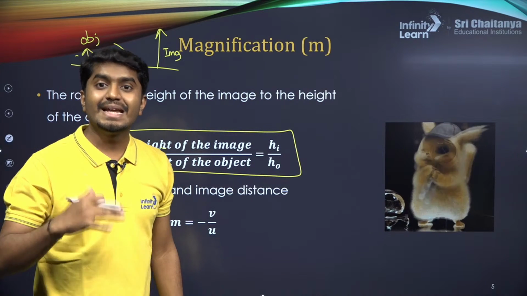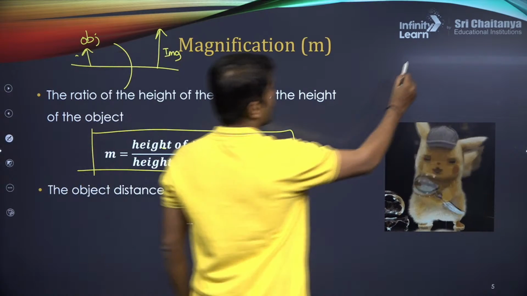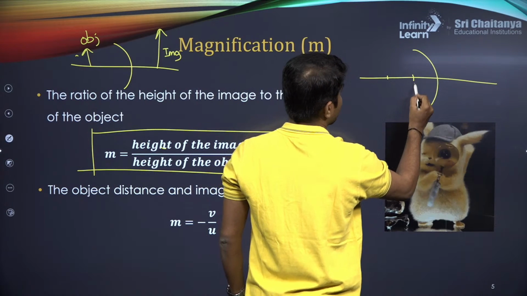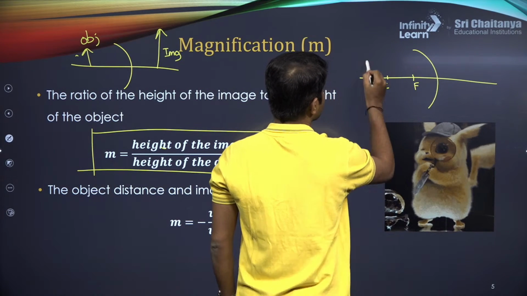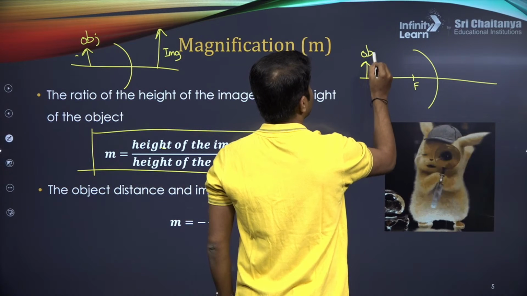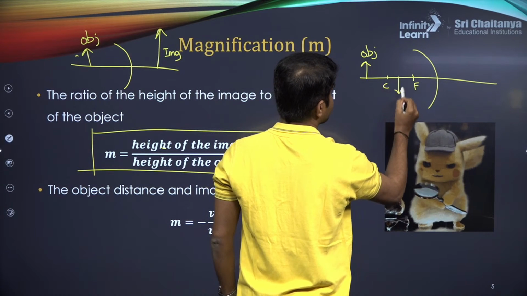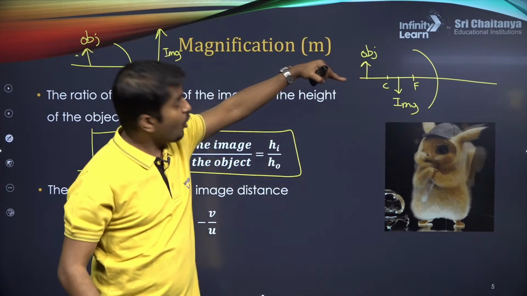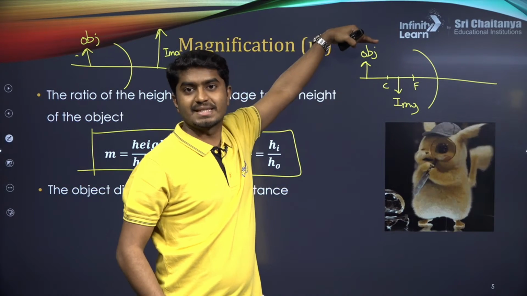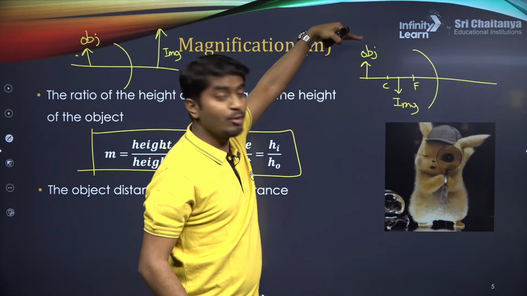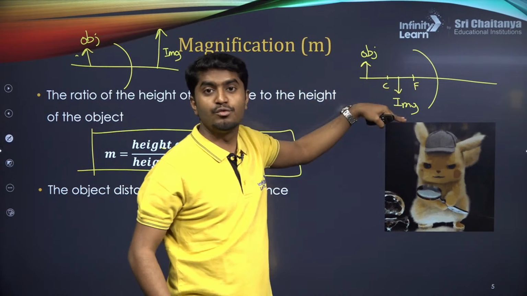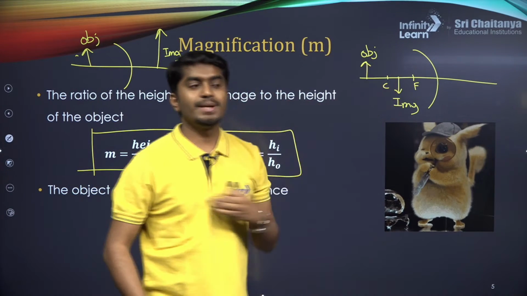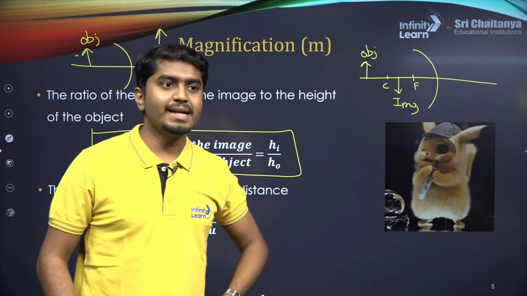How about a real image? Let's suppose you have a concave mirror. You place an object. Let's suppose there is a focus, center of curvature, there is an object. And you get the image somewhere here. There is an image. So now in this case, object is above principal axis, but image is below. So height of the object is positive, height of the image would be negative, right?